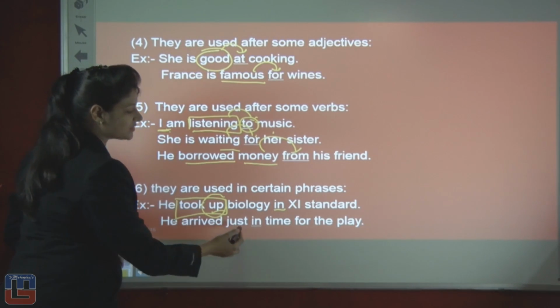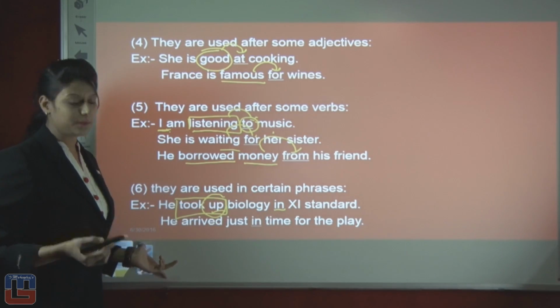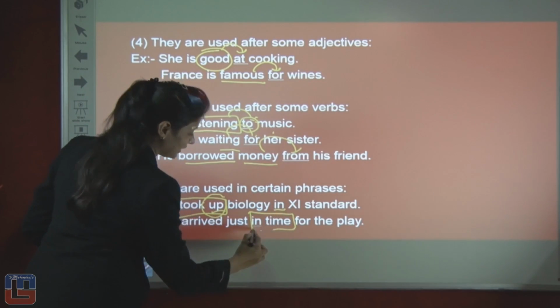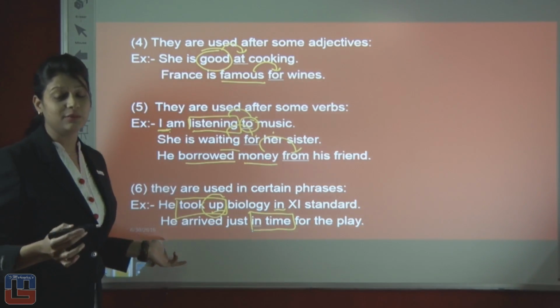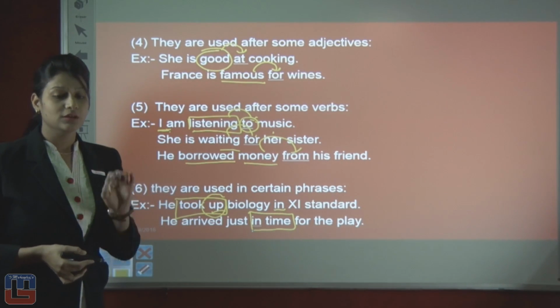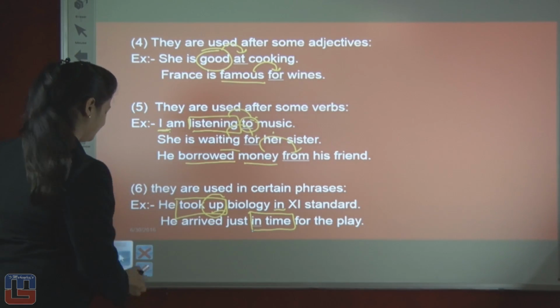He arrived just in time for the play. Here the preposition is in and it is joined with time to make a phrase, that is in time. That is the appropriate moment, the time that was prescribed.